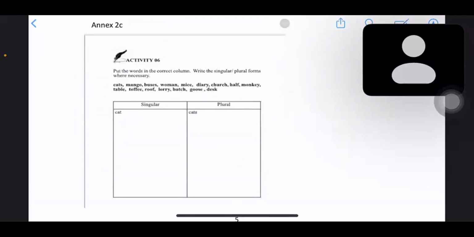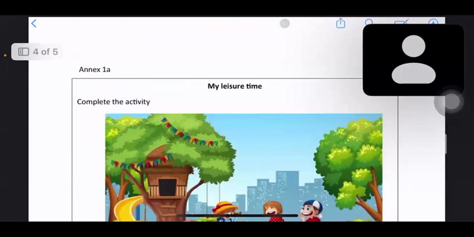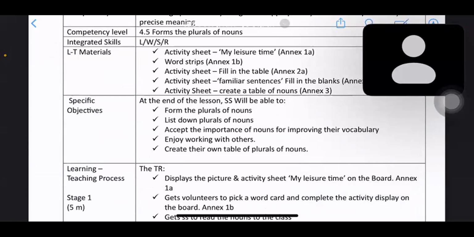Okay, can you quickly go to your objectives? Okay, ma'am. Form, list, accept, enjoy, create. Good, good, good. I think it's a good one. Thank you, ma'am. I actually do not want to give a lot of comments. It's good. Overall, it's really good. Active format and everything. I can see it's proper. Thank you for joining.